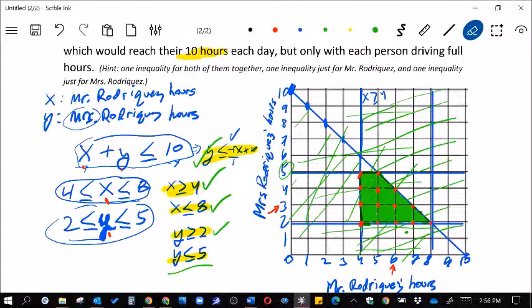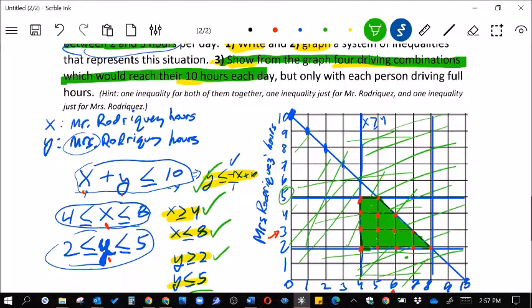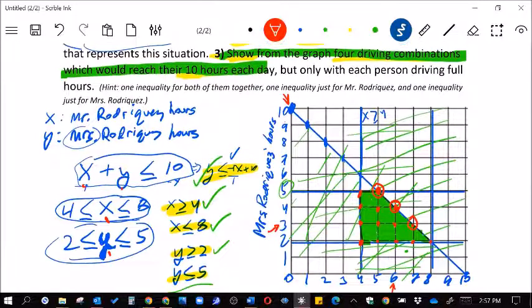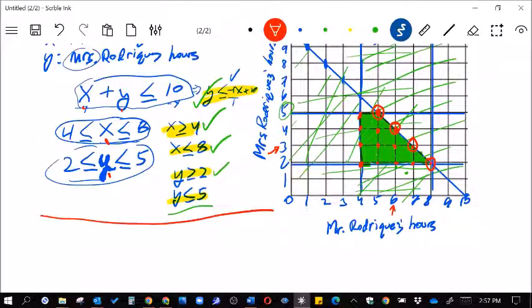However, the thing we have to think about is the last part of this. Show from the graph 4 driving combinations which would reach their 10 hours. So that means it has to be 10 hours there. Well, that means here it has to be on this line because this is an equal line. So this is 1, this is 1, and I'll do a double circle around those. So those ones, the first one here is 5 and 5.